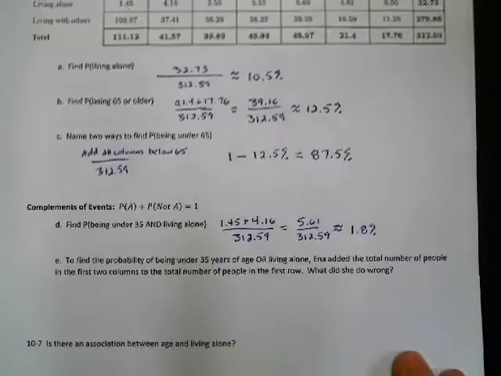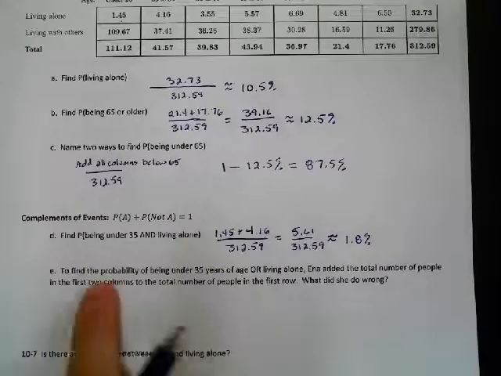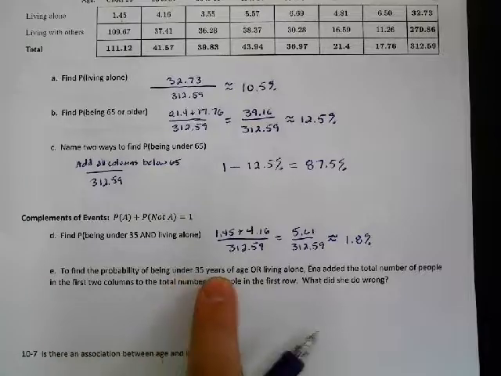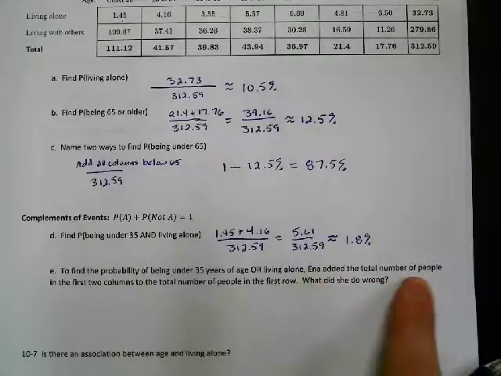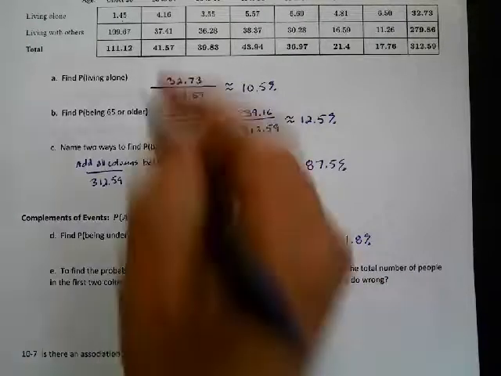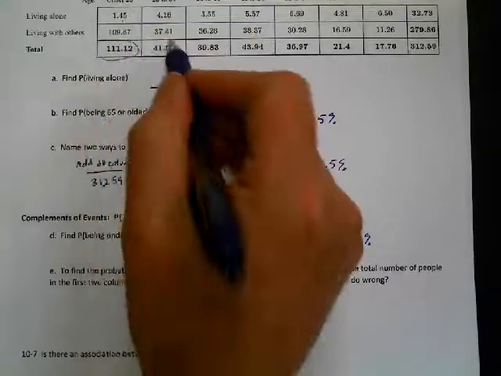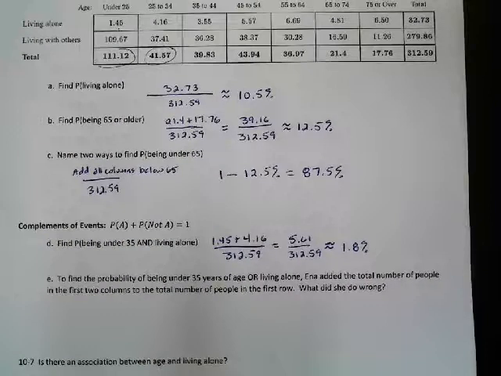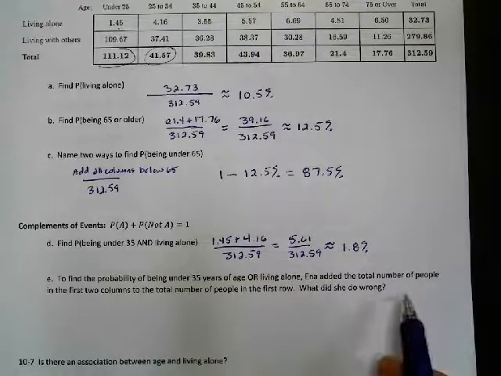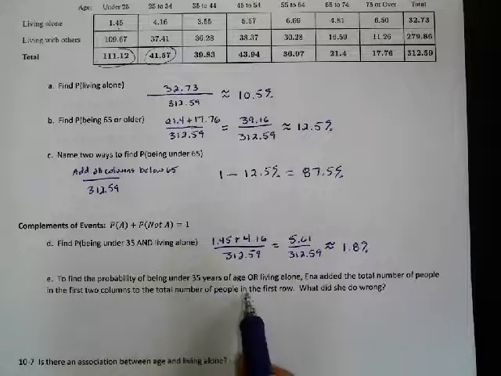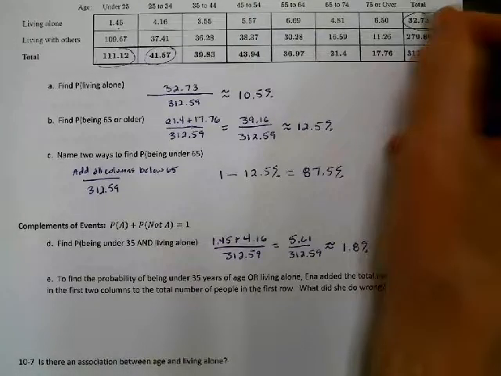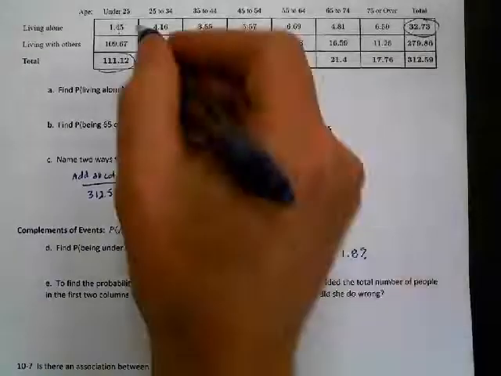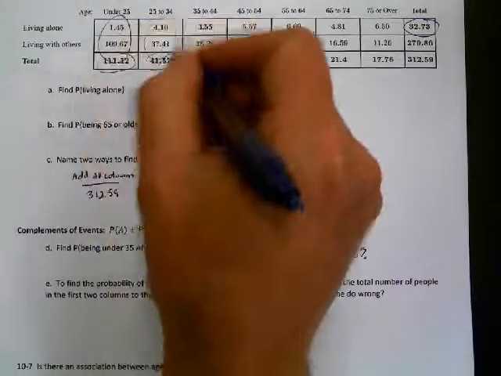Okay, next one. To find the probability of being under 35 years of age or living alone, Anna added the total number of people in the first two columns. So these are the under 35s. She added those two columns and the number of people in the first row. So this is a row. She added up these two columns here and all of this row.